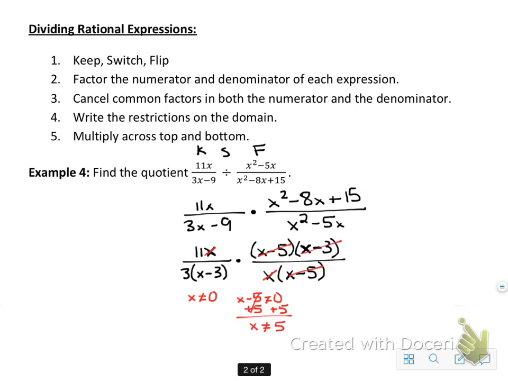And then finally, x minus 3 cancels. So you have x minus 3 cannot equal 0. Add 3 to both sides, and x cannot equal 3. So now you multiply across to see what's left. So we end up with 11 over 3.